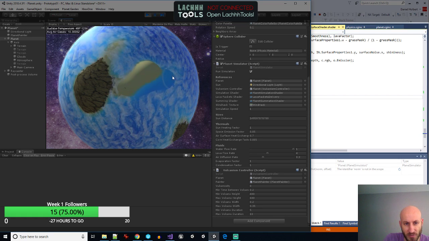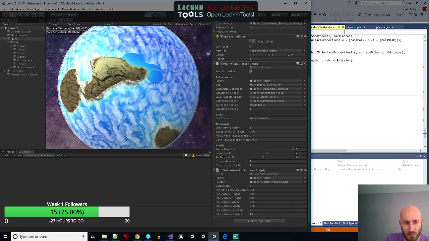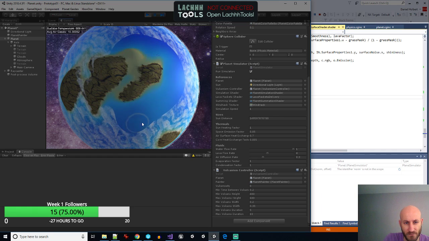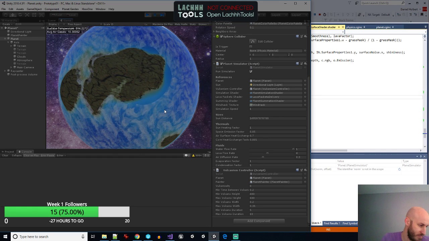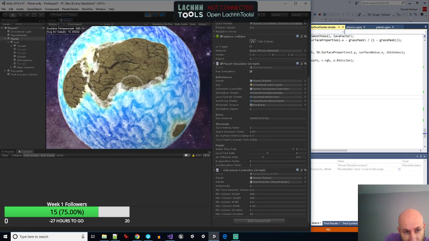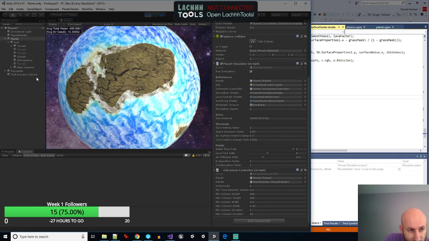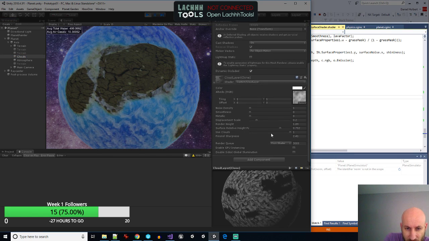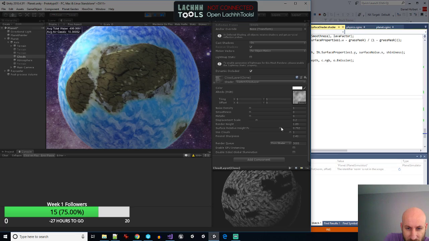I want to draw some land while I'm waiting for that, and that should help break up some of the clouds a little bit. My clouds are kind of cutting into the planet there, so I'm going to raise them up a little bit.